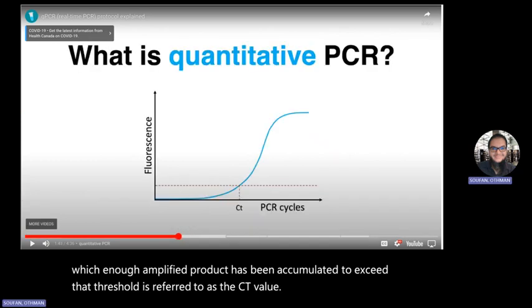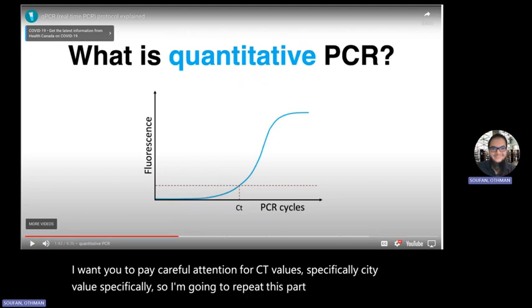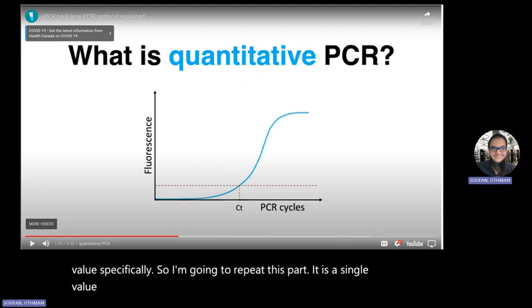I want you to pay careful attention to the CT value specifically. So I'm going to repeat this part. It is a single value that is used when a qPCR technology is used. Our aim is to get these values.